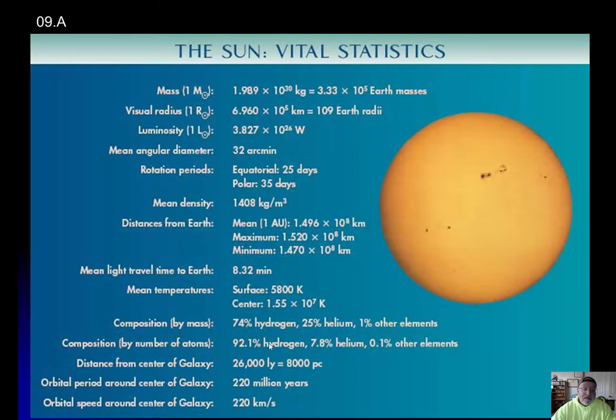Composed by a number of atoms. Looks like the number of atoms, because these are not quite as massive, it's mostly still hydrogen. Distance from the center of the galaxy, we don't need to know. Orbital period, we don't really need to know. And orbital speed, we don't really need to know, although understand that it moves very quickly. That's a lot of kilometers per second.